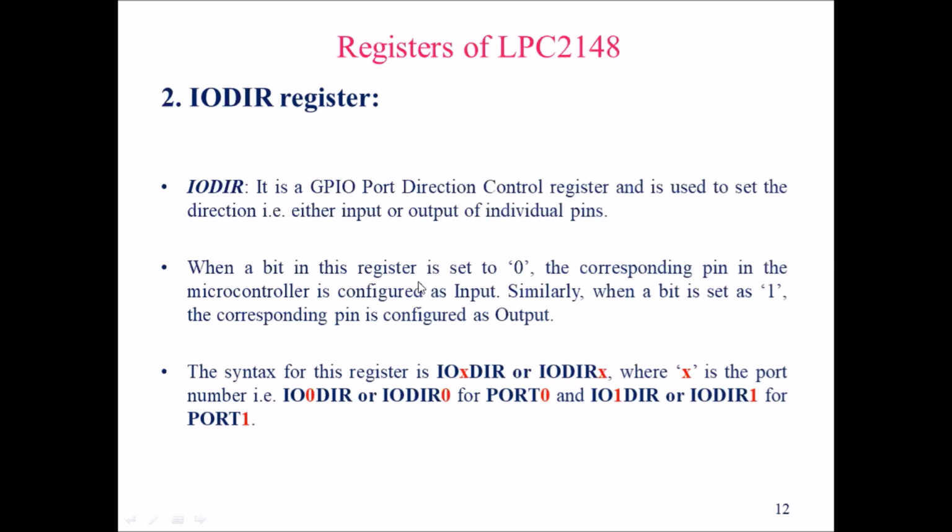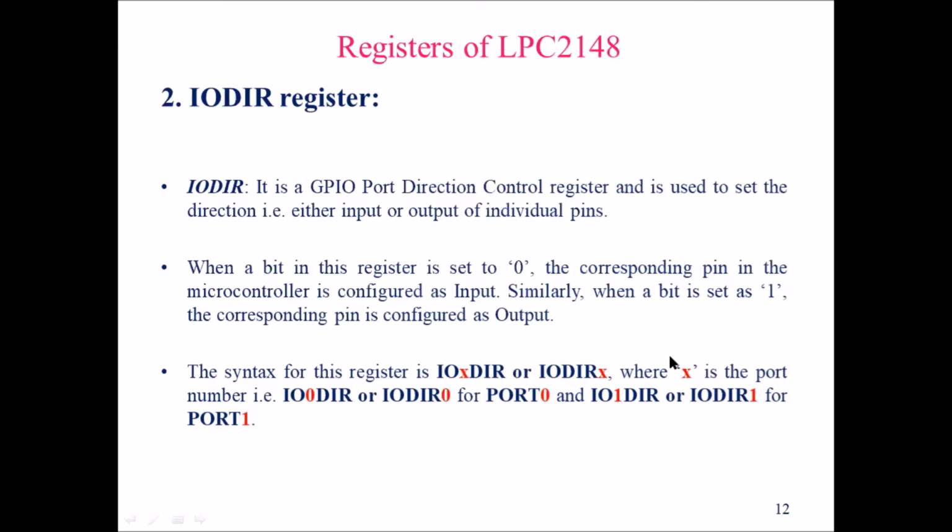When a bit in this register is set to 0, the corresponding pin in the microcontroller is configured as input. Similarly, when a bit is set to 1, the corresponding pin is configured as an output pin. So 0 usually represents input, and 1 usually represents output.